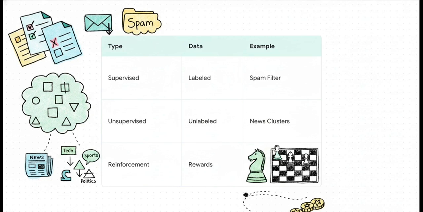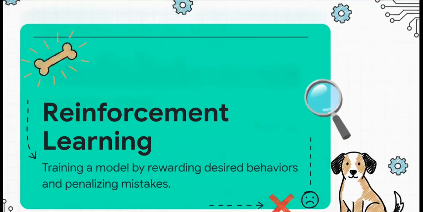This is where we throw a massive, messy pile of raw, unlabeled data at the model and basically say, hey, find some hidden structures in this. If you feed it thousands of random news articles, it can automatically cluster them into neat categories like tech, sports, and politics without any human help. And then we have the third type. Type number 3 is reinforcement learning.